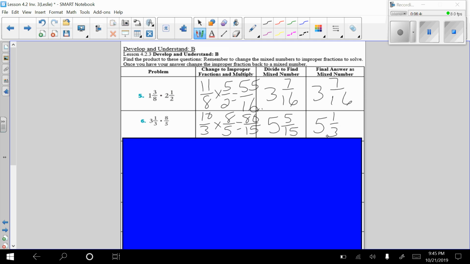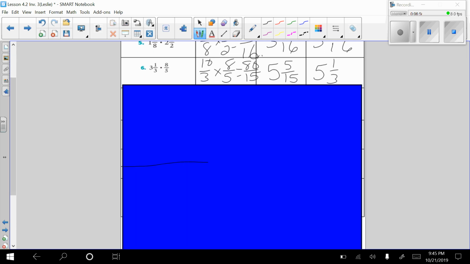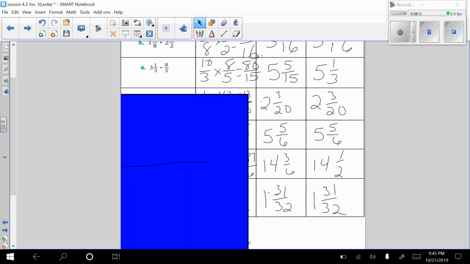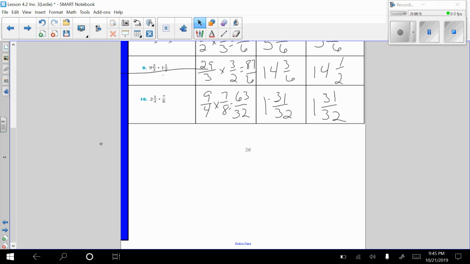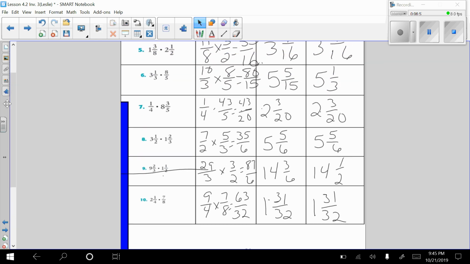Go ahead and try the next 4. Come back and check your work. Let's see how you did. Here are the answers that you should have gotten. Go ahead and take a look at yours and see if you got the same answers I did. If you didn't, try to see where you found your mistakes.